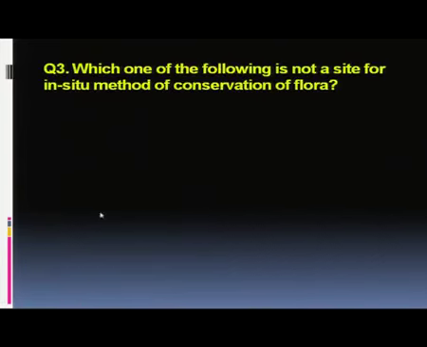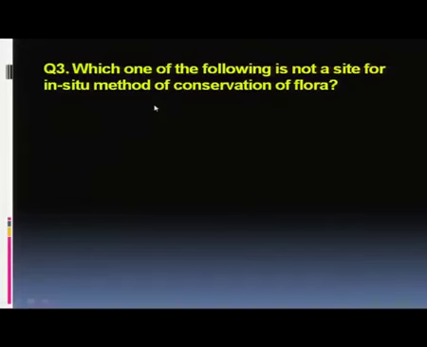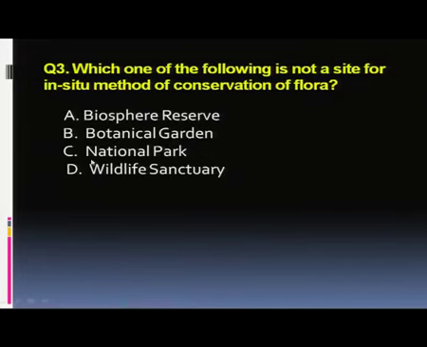Moving on to the next question. Which one of the following is not a site for in situ method of conservation of flora? Again this question is also from biodiversity. We have learnt about the methods of biodiversity conservation, where we classified the methods into two. One was in situ and the other was ex situ. So, here the question pertains to the in situ method of conservation. In situ means on the site method of preservation and protection of the organisms. So, what are the options? Number 1, biosphere reserve, B is botanical garden, C is national park and D is wildlife sanctuary.